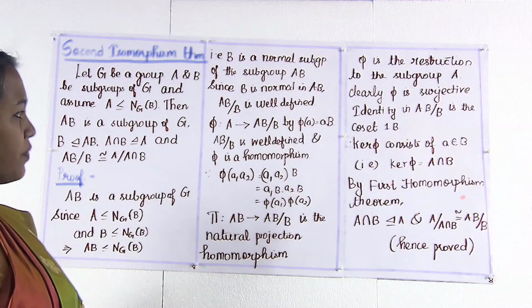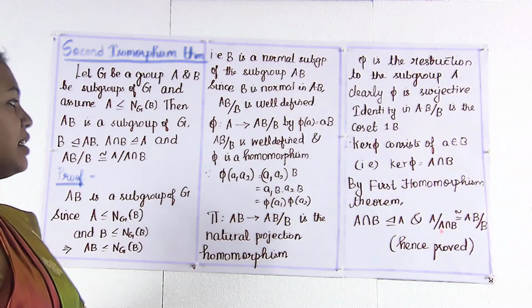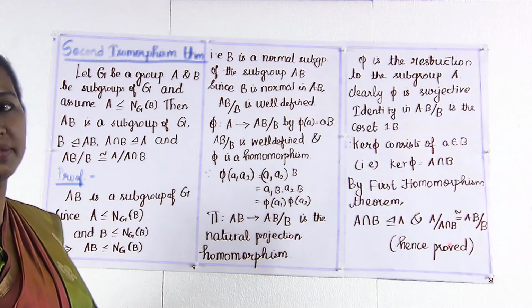Now, by the first isomorphism theorem, A ∩ B is a normal subgroup of A and A/(A ∩ B) is isomorphic to AB/B, hence proved.